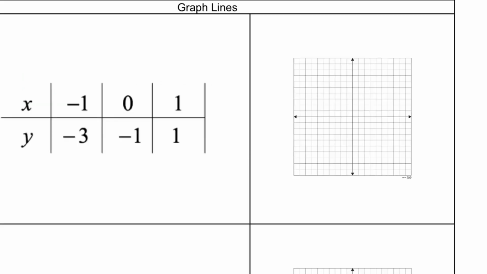To graph this, I go left 1, down 3, put a dot. Down 1, put a dot. Right 1, up 1, put a dot. Draw a line connecting the 3.